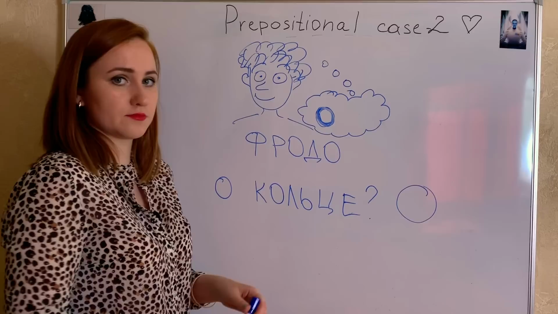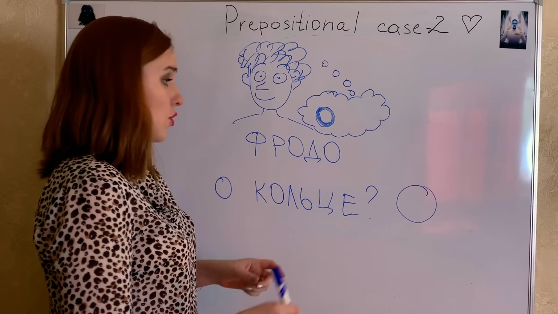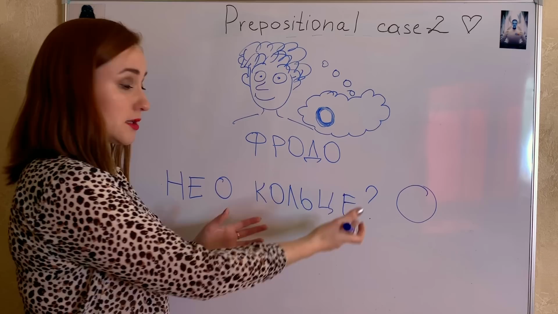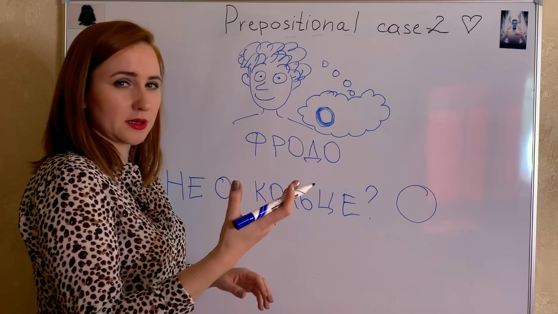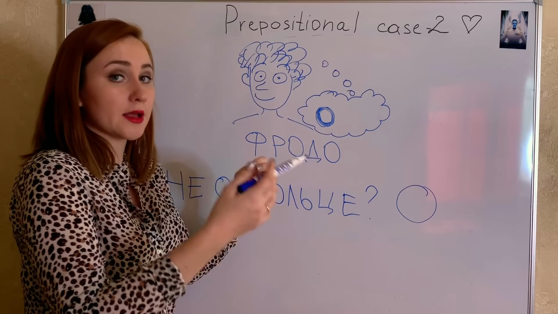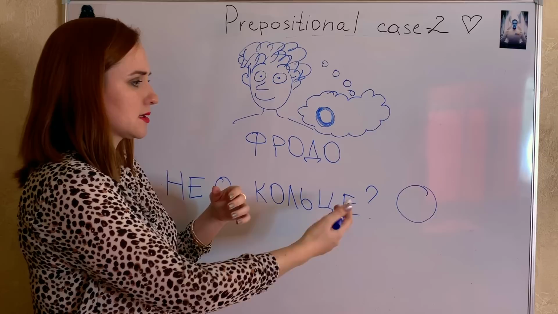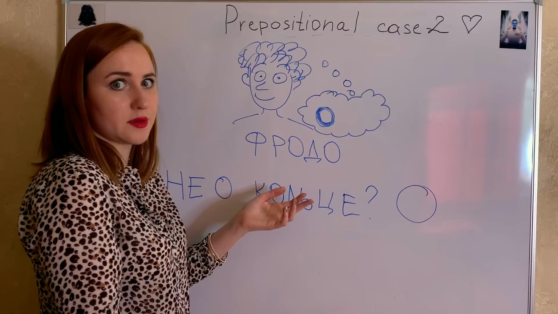Well, actually, no. Он думает не о кольце. Here, pay attention that you can add не to кольцо. Не о кольце. Here it's all about the meaning, what you want to emphasize. If you want to emphasize that he's thinking not about the ring, but about something else. Не о кольце, а о чем-нибудь другом. About something else. Не о кольце, а... I don't know. О Сэме. About Sam, he thinks.